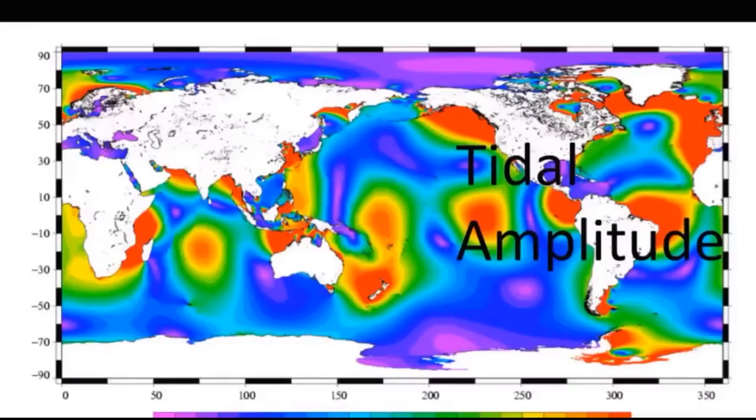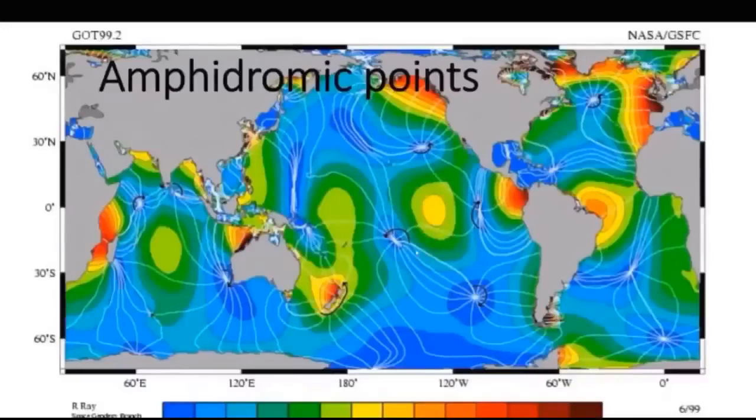Now, the places where there is no tide, these are called amphidromic points. I will call them tidal nodes because that's the more common term for them. And they're here. And these are the places, these points, that there is no tide. Literally no tide at all. And there's tons of them all over this map.